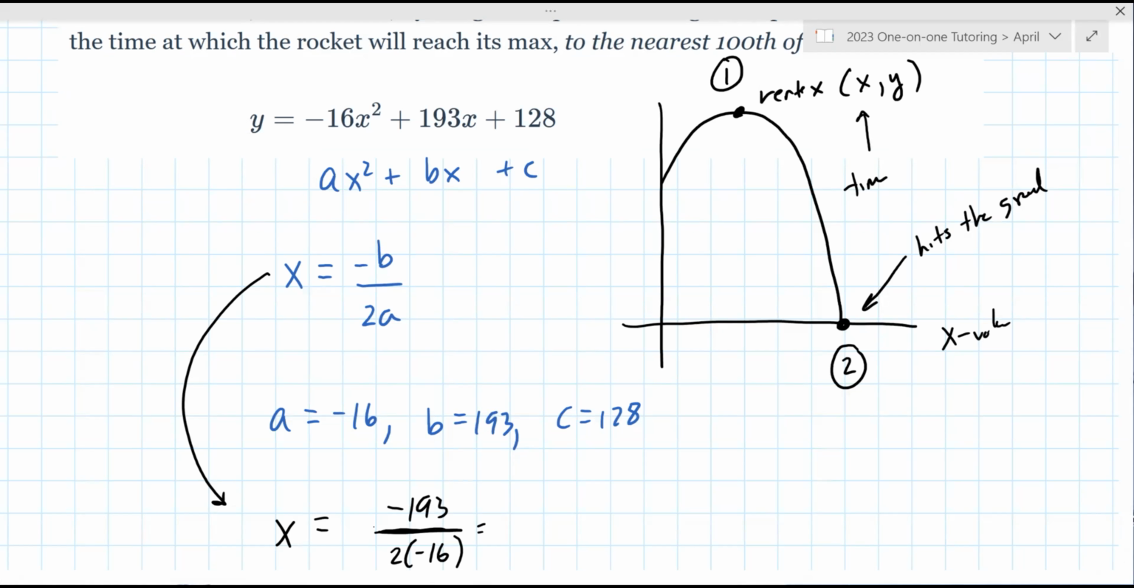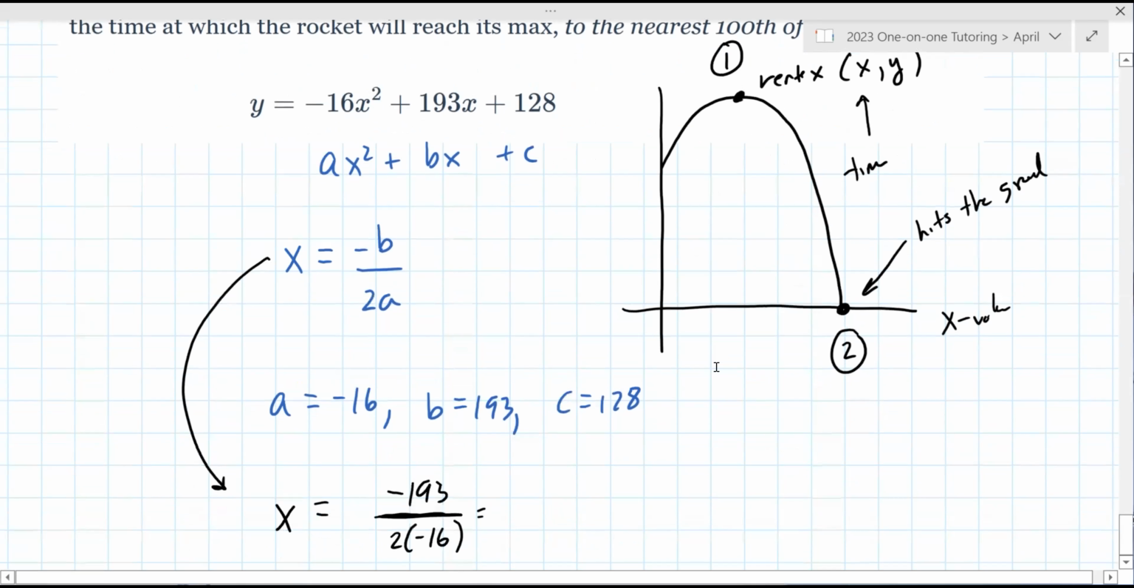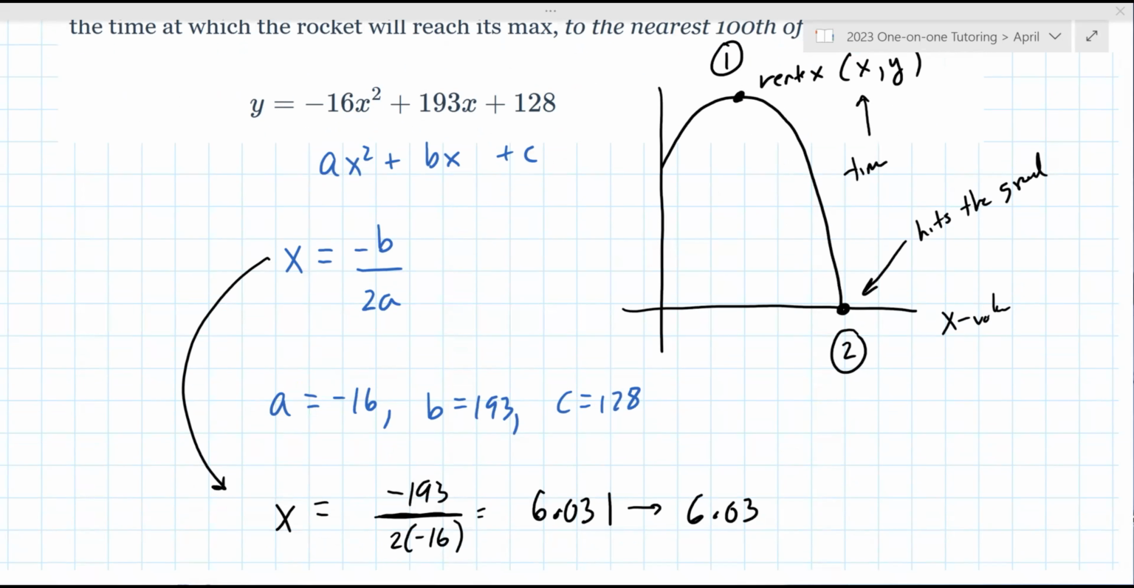So this time they want you to go to the nearest 100th of a second. So you've got to go out 2 decimal places. 6.031, which rounds to 6.03. Is that okay?